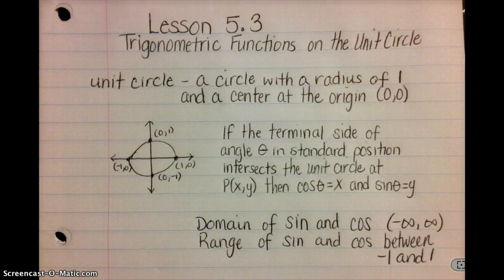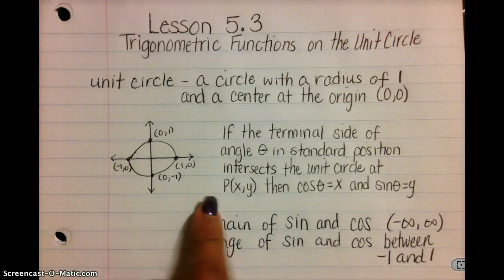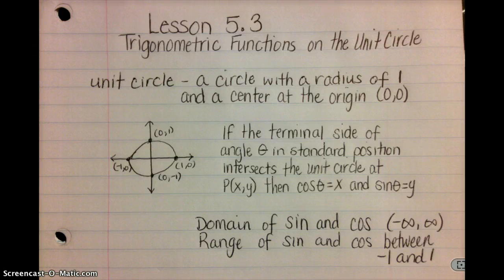So that's your background information on the unit circle, what it looks like, and how we define sine and cosine using a unit circle. So if you have an ordered pair, then we know that cosine is going to be the x coordinate and sine is going to be the y coordinate.